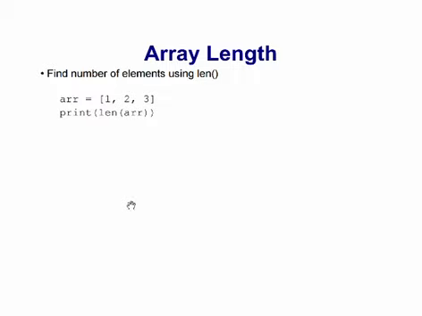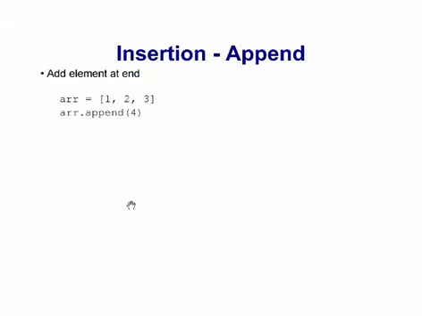The output will be 3. And then we are moving to insertion. In insertion, there are two types: one is append and another one is insert at a specific position. If I take insertion append, to add a new element to an array we use the append function. I want to add the new element.